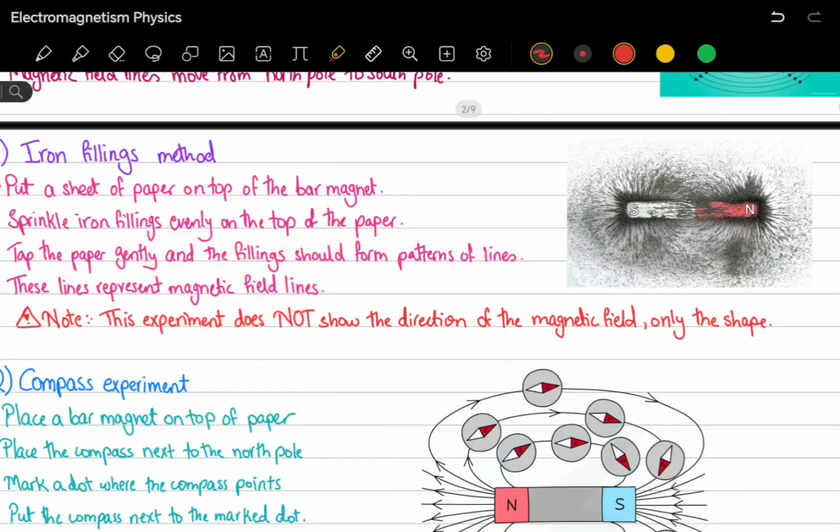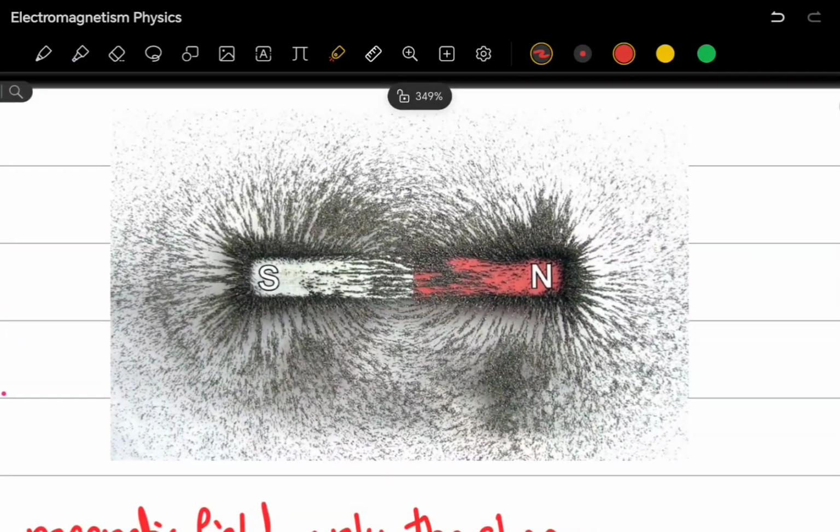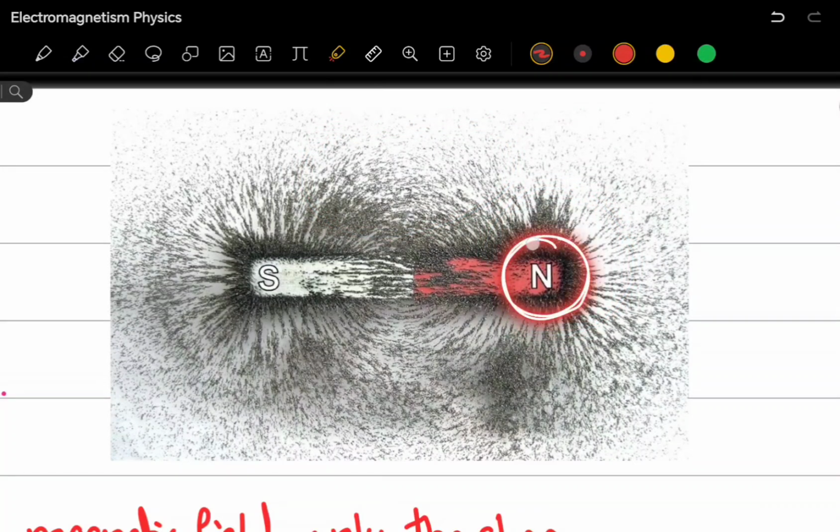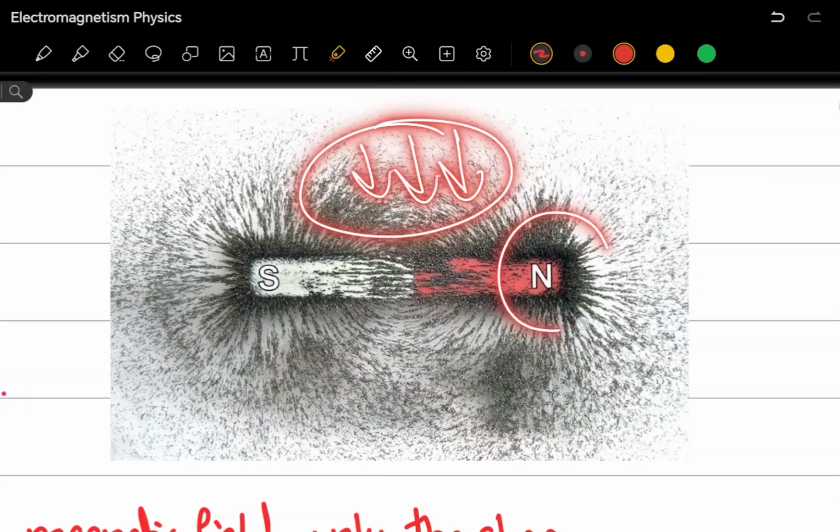This experiment does not show you the direction of the magnetic field, but it only shows you the shape of the magnetic field. If you notice, here in this part it's a bit denser compared to this part. The reason is that the iron filings here are closer to the poles. Usually the magnetic field effect or the magnetic force is greatest near the poles. But as we move further away from the poles, we're going to experience lower magnetic force compared to here.